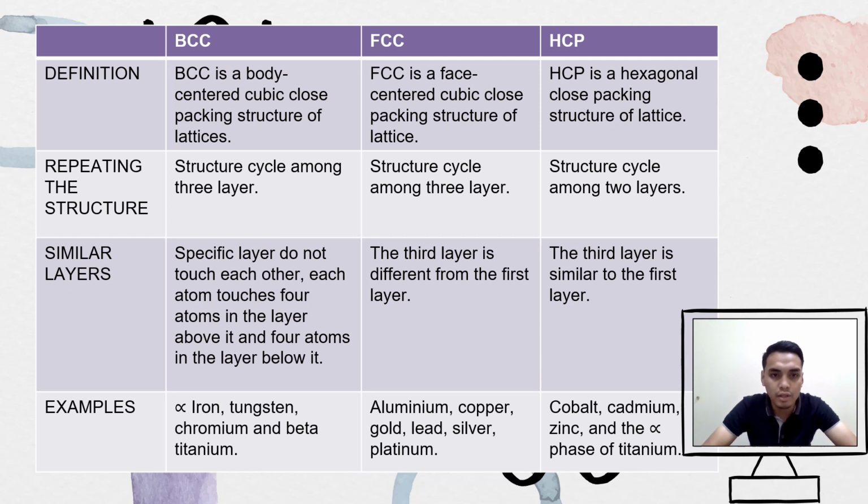For example, the BCC metals are iron, tungsten, chromium, and beta titanium. The FCC metals are aluminum, copper, gold, lead, silver, and platinum. Also, the HCP metals are cobalt, cadmium, zinc, and alpha titanium.